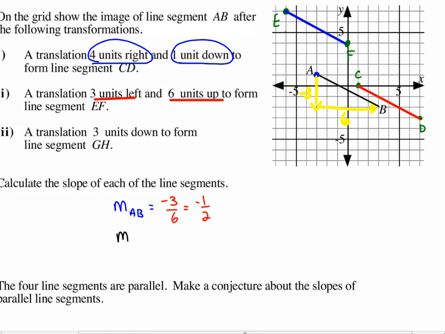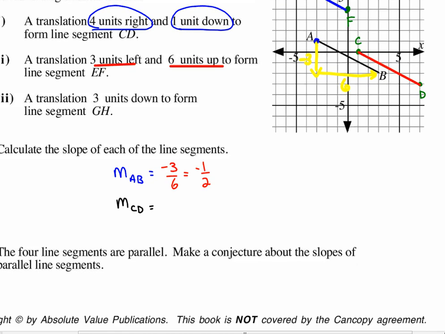Okay, let's do CD now. Slope of CD. So down, how many? 3, right? 6. Is that a coincidence? No. So we transformed all the points. So -1/2. What would be the slope of EF then? Negative 3 over 6 or negative 1/2.